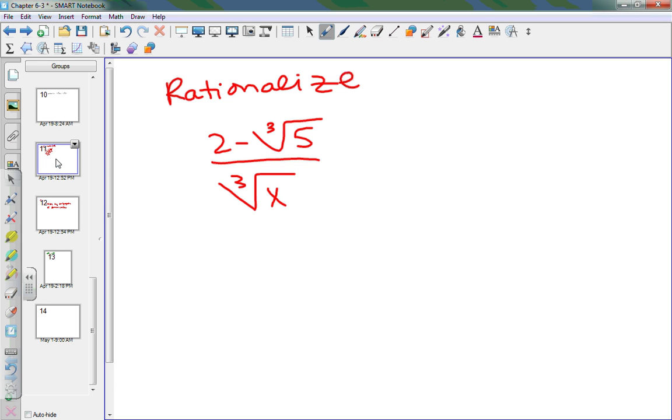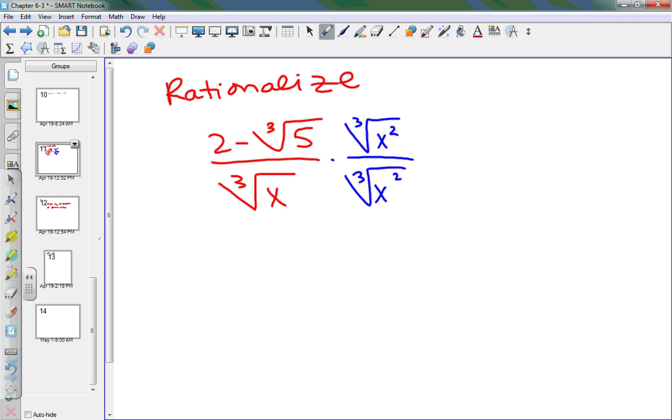How would you rationalize this? You would multiply this by the cube root of x squared, because how many x's do I have to have down here to pull one out? I have to have a total of 3 because my index is a 3, so I have to have 3 x's inside there to pull one outside. So I need 2 more x's inside there. So I multiply by the cube root of x squared. Do we all understand that? Yes or no? Excelente.